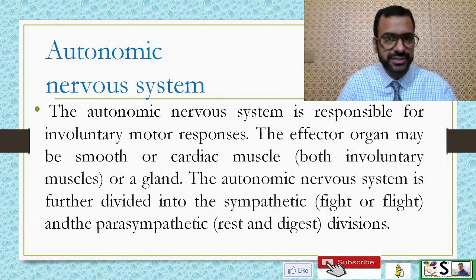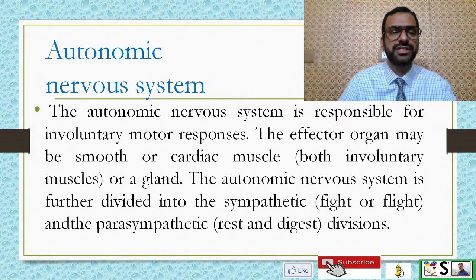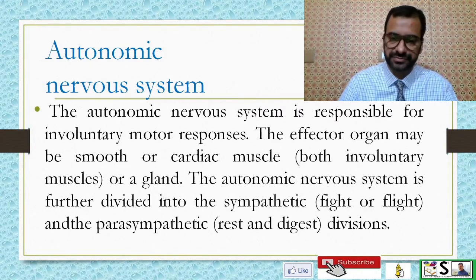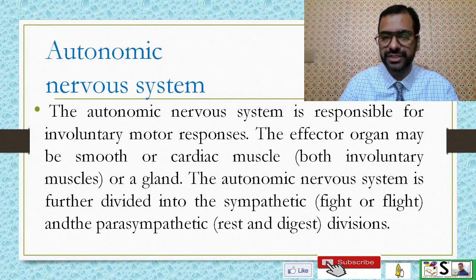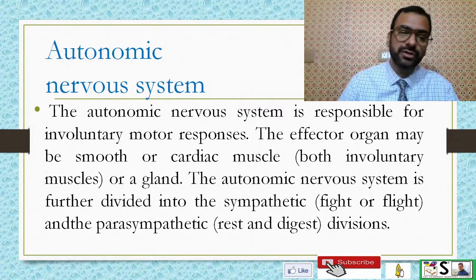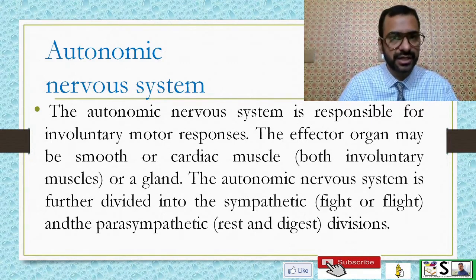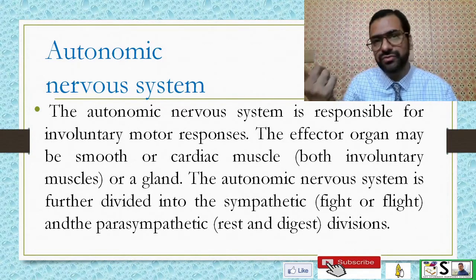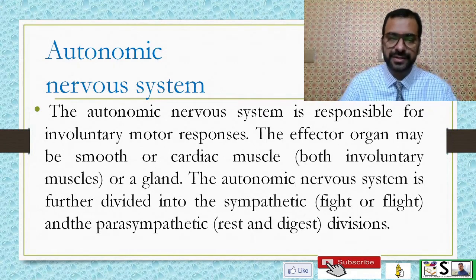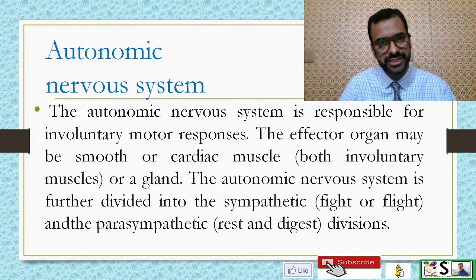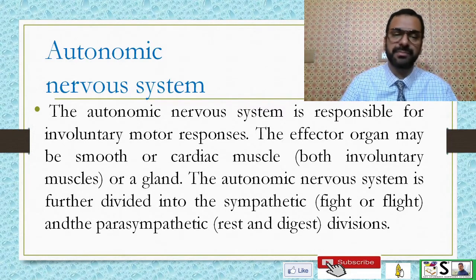Another part is the autonomic nervous system. The autonomic nervous system is responsible for involuntary motor response, including involuntary muscles. The effector organs may be smooth muscles and cardiac muscles. Both are involuntary muscles. They are not under our control. They are under the control of the autonomic nervous system. Or a gland. A gland is also under control of the autonomic nervous system. The autonomic nervous system is further divided into the sympathetic nervous system and the parasympathetic nervous system. We will discuss them in detail in other lectures.